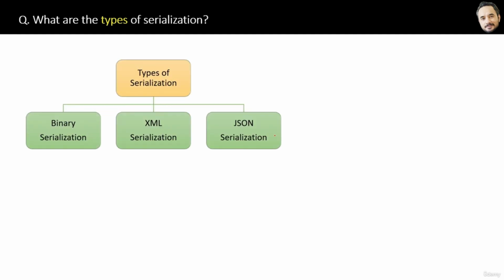What are the types of serialization? Very simple and short answer. There are mainly three types. Binary serialization. Here you convert data or objects to the binary or byte format. Then there is XML serialization, where you convert objects to XML format. And now the most popular one is JSON serialization, where you convert the objects or data structures to JSON format. So that is the short and sweet answer to this question.